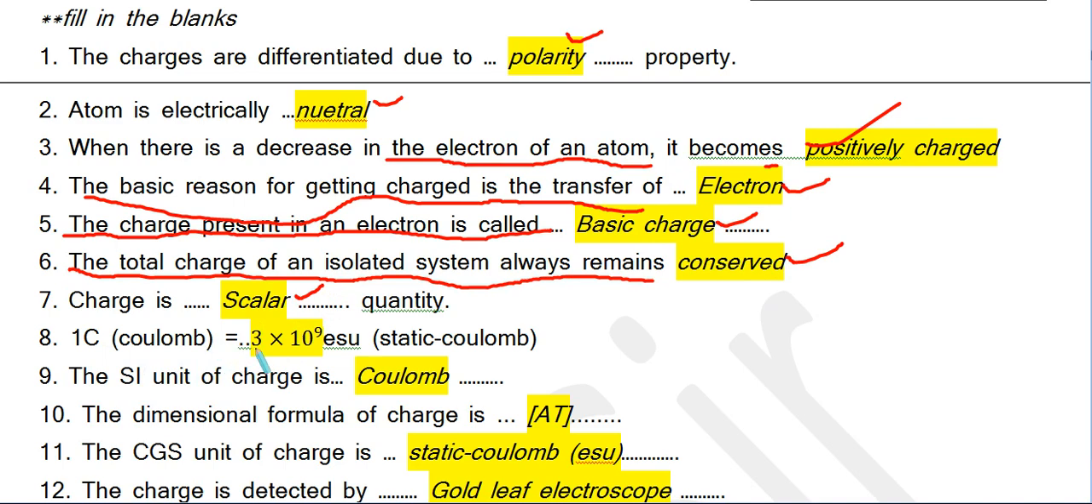1 coulomb is equal to 3 into 10 to the power 9 ESU, electrostatic unit or statcoulomb. The SI unit of charge is coulomb. The dimensional formula for charge is AT. The CGS unit of charge is statcoulomb.